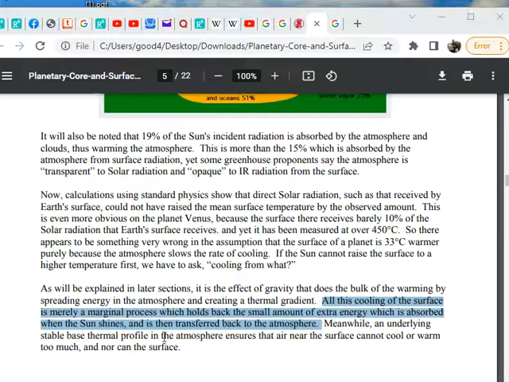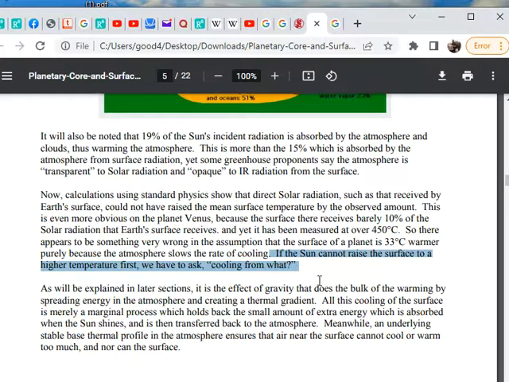I'm kind of at a loss right now because just now he asked the question, cooling from what? I'm not sure, did he mean that to be rhetorical? Because the clear answer is cooling from the equilibrium temperature of 5,800 Kelvin. And the sun could potentially raise a surface to that temperature if it demonstrated a perfect greenhouse effect.